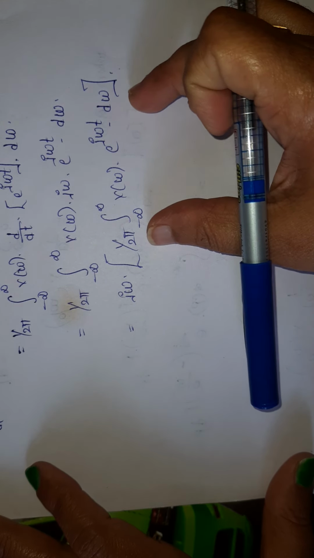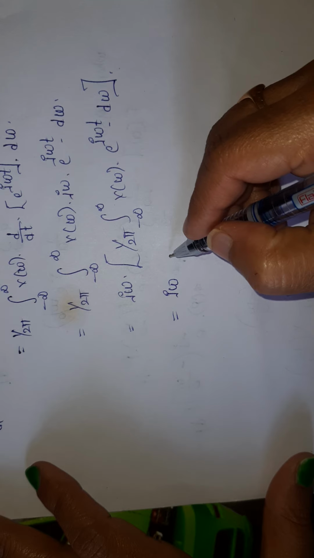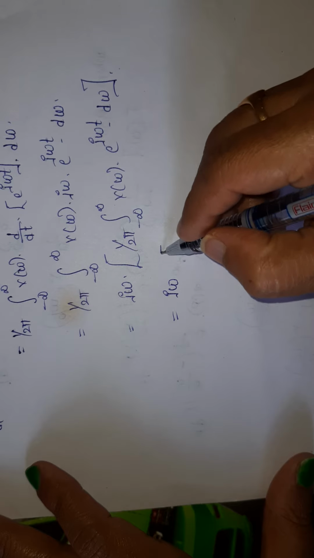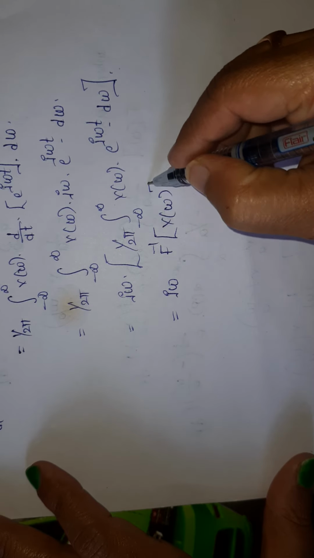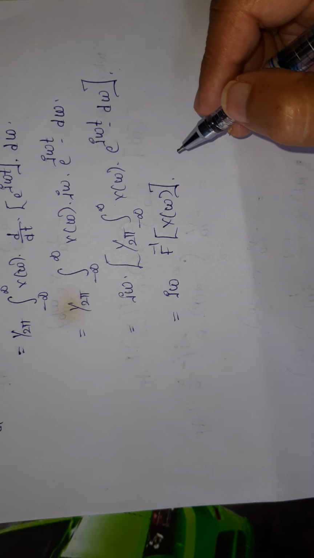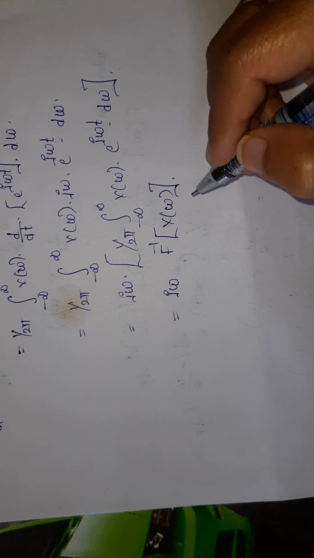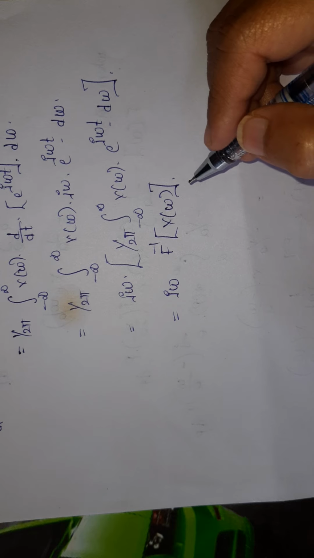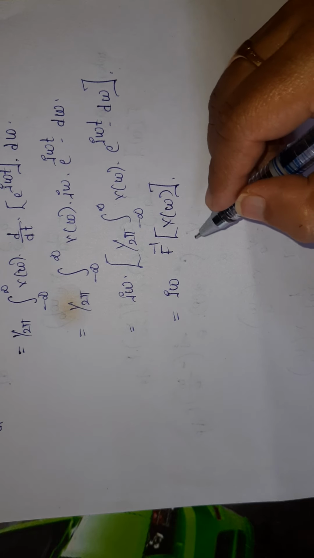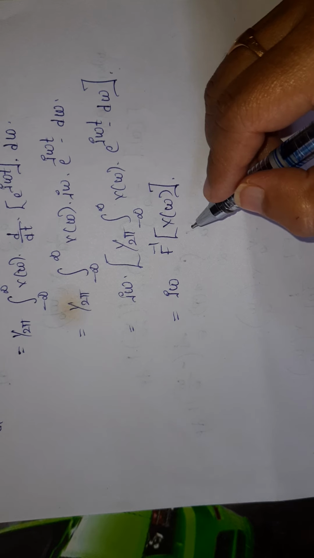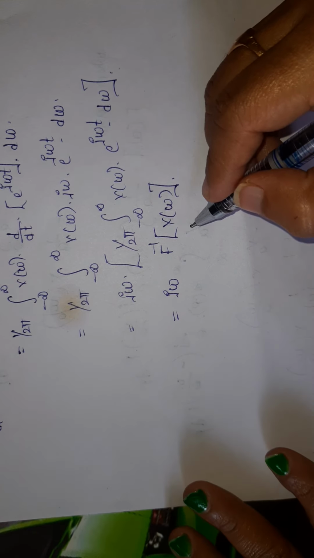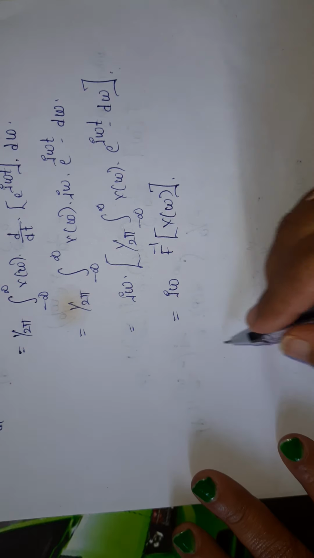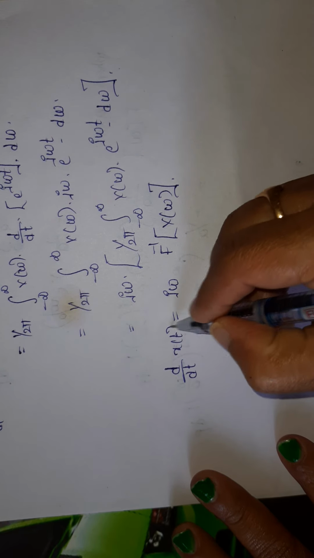Okay, so this term is nothing but the inverse Fourier transform of X of omega. 1 by 2 pi integration from minus infinity to infinity X of omega into e power j omega t d omega is nothing but the inverse Fourier transform of X of omega. Okay, so this one is d by dt of x of t.